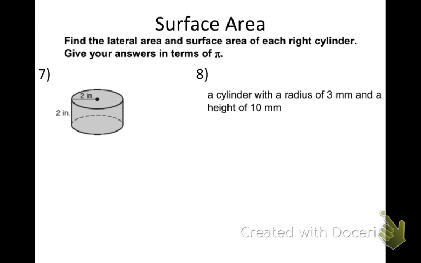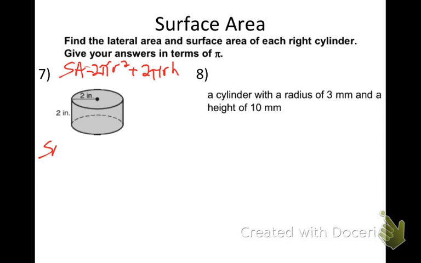Here's number 7 and 8. These are both cylinders now. So take a couple seconds to try the cylinders. All right, let's look at number 7 here. Remember, lateral area and surface area of each cylinder, right cylinder. So to find the surface area, you have to use the formula. Surface area formula is 2 pi r squared plus 2 pi rh.